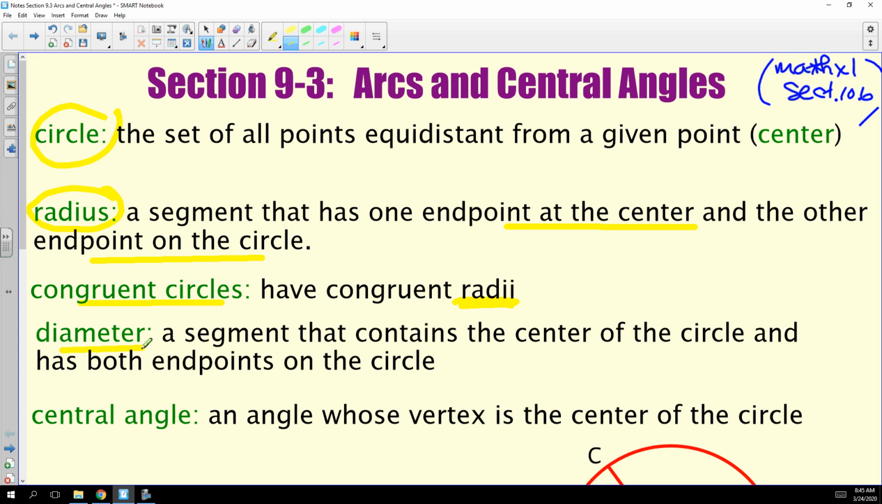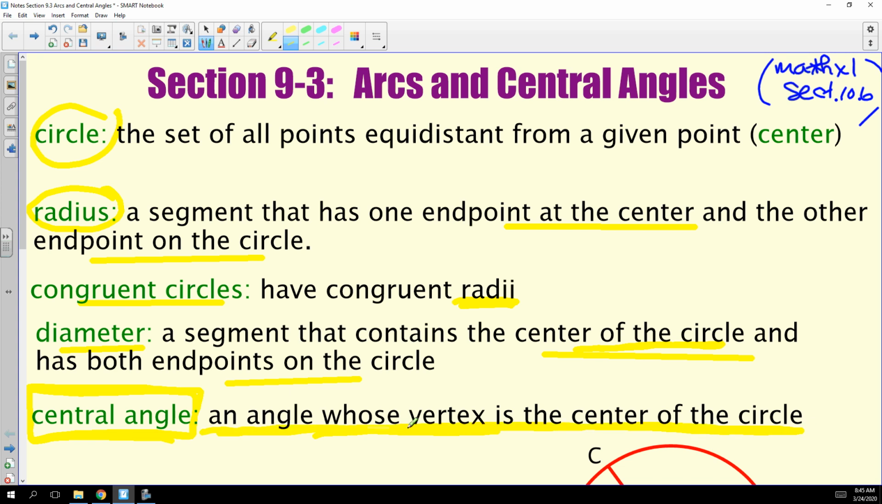A diameter is a chord that contains the center of the circle, right? It has endpoints on a circle, but it also passes through the center of the circle, which is the most important part. I know you studied radius and diameter before. A central angle is something that you may not have seen before, but a central angle is an angle with a vertex at the center of a circle.